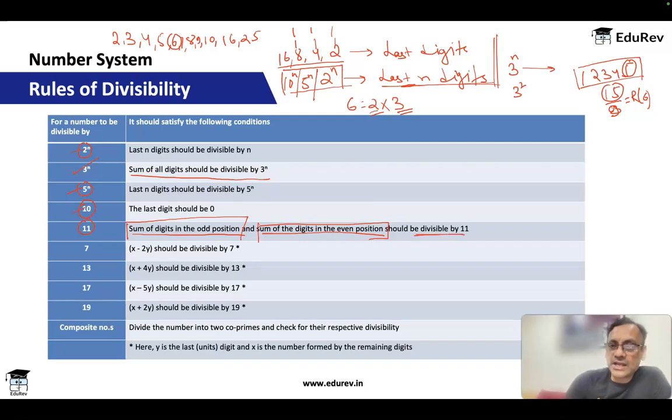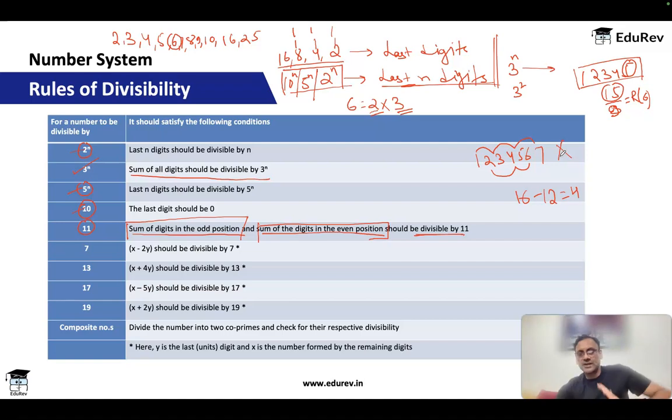Let's take a slightly bigger number. I have 1, 2, 3, 4, 5, 6, 7. I add the odd-position digits, which are 1, 3, 5, 7. 1 plus 3 is 4, 4 plus 5 is 9, 9 plus 7 is 16. And I add 2, 4, 6, which gives me 12. So 16 minus 12, you get 4. Now this should have been 0, or a multiple of 11. Because it is not divisible by 11, that means this number is not divisible by 11.